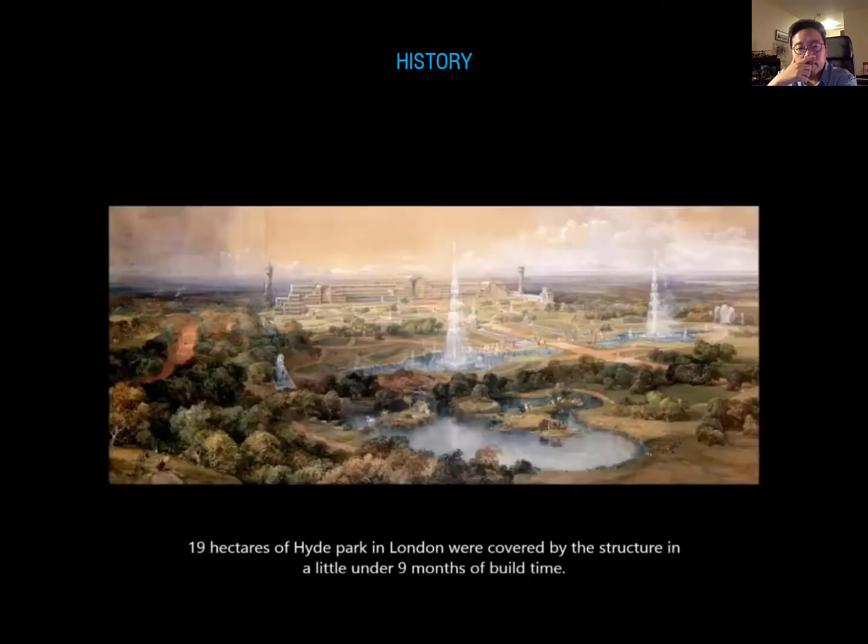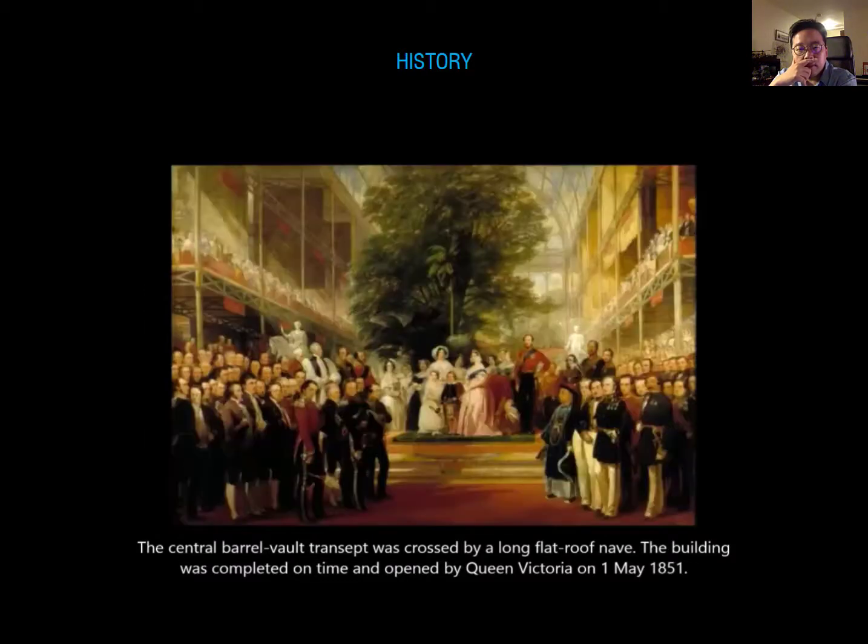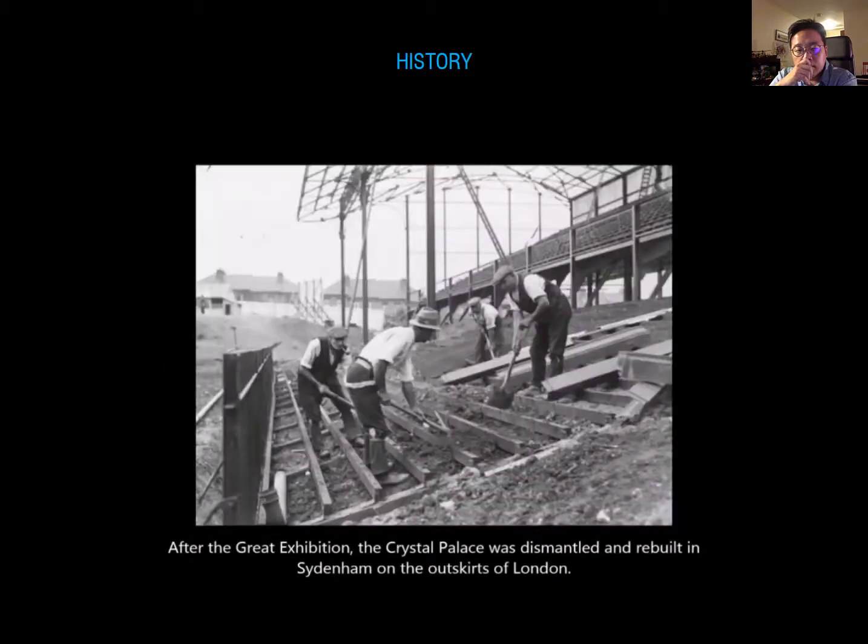19 hectares of Hyde Park in London were covered by the structure in a little under 9 months of build time. The central barrel vault transept was crossed by a long flat roof nave, and the building was completed on time and opened by Queen Victoria on 1st of May 1851. After the Great Exhibition, the Crystal Palace was dismantled and rebuilt in Sydenham on the outskirts of London.